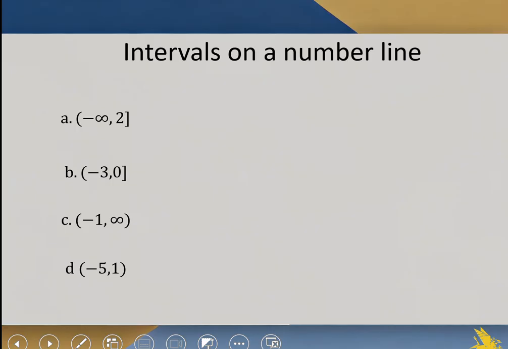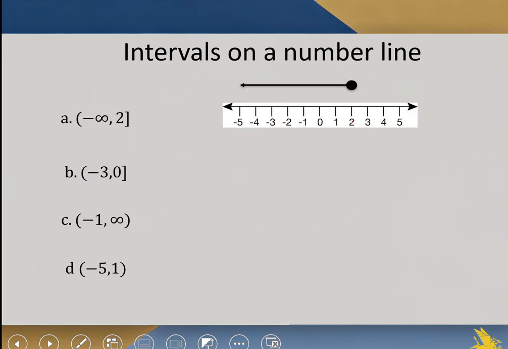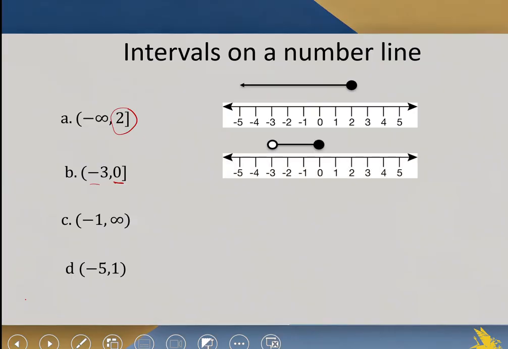So let's have a go. Intervals on a number line. When I'm talking about a, I am talking about starting at 2, meaning inclusive of 2, all the way down to infinity. For b, it's referring to including 0, all the way down and not including -3. So when we don't include it, it's going to have an open circle.